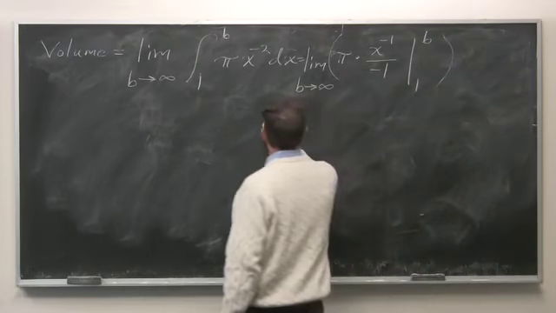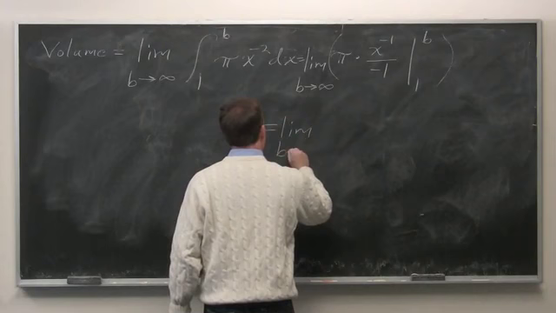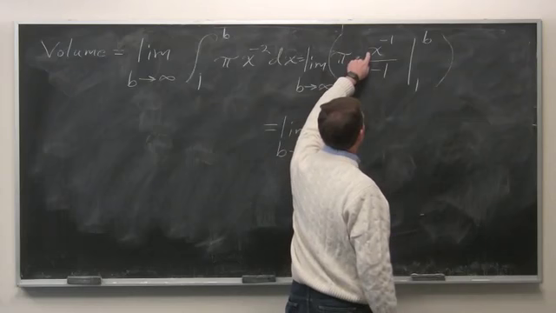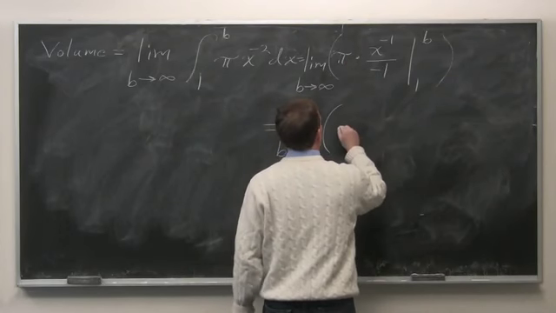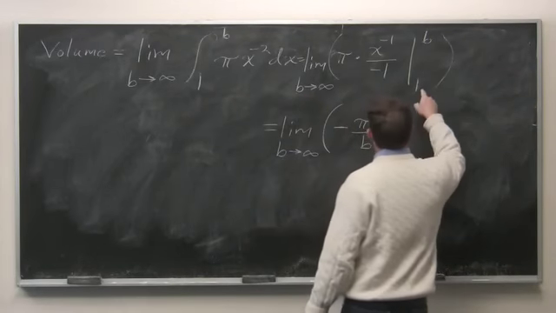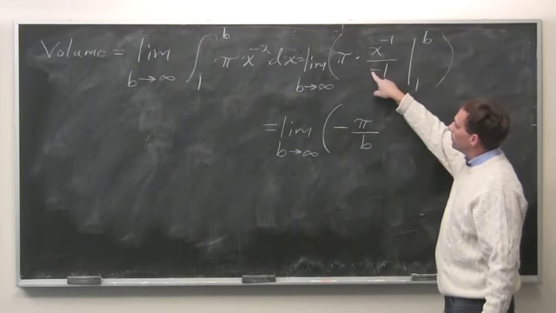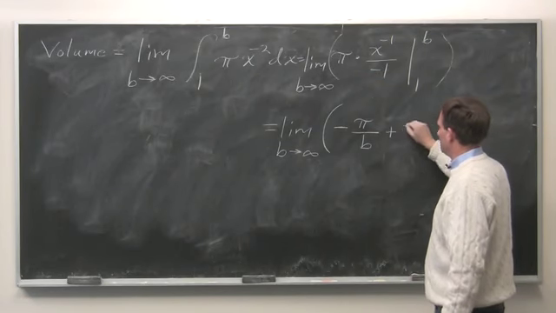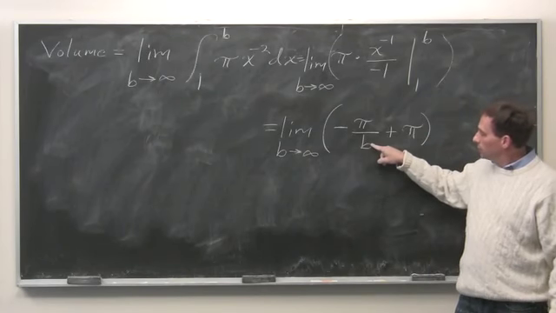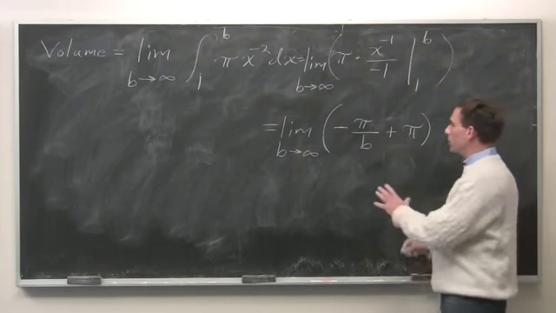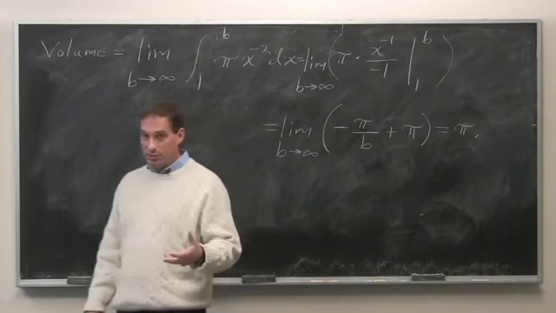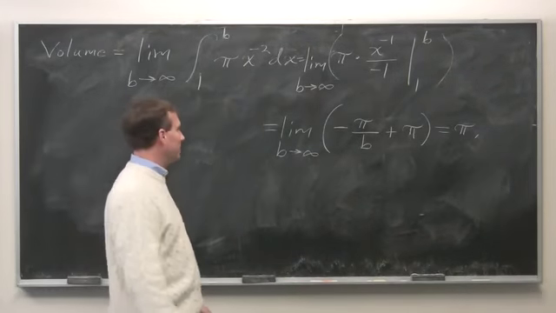So what do you get? You get the limit as b approaches infinity of pi, and then there's a b to the minus 1, so 1 over b, but negative that. So we get a minus pi over b, and then minus what you get at 1, so minus minus, we get a plus pi. As b goes to infinity, this denominator goes to infinity, so pi divided by that goes to 0, and we're left with pi. So the volume of this infinite solid of revolution is just pi cubic units.